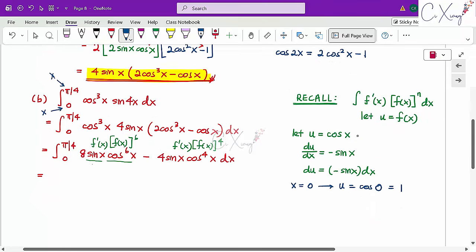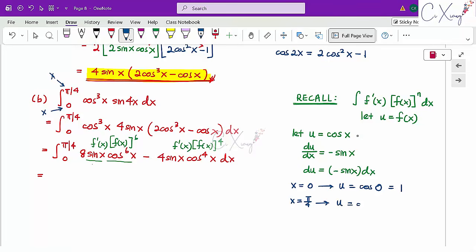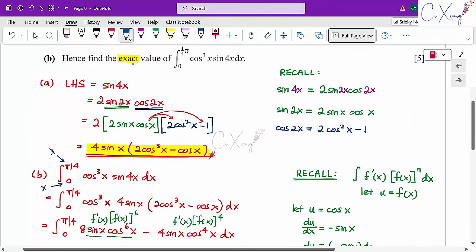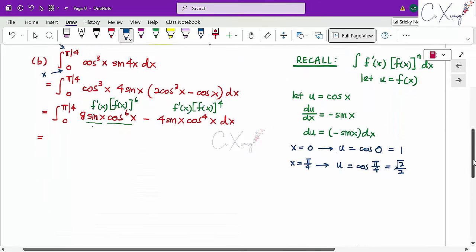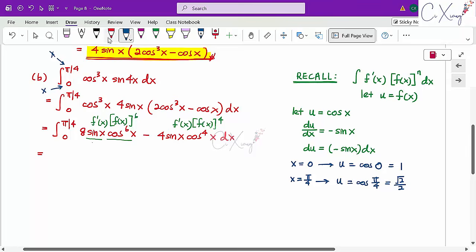And after that, if x equals pi over 4, then what will happen to your u? Your u equals cos pi over 4, and by right, you'll have 1 over root 2. If you want, you can keep it as 1 over root 2, or you can make it root 2 over 2. You have to keep it in the root form because for our question here, they requested the exact value for the integration.